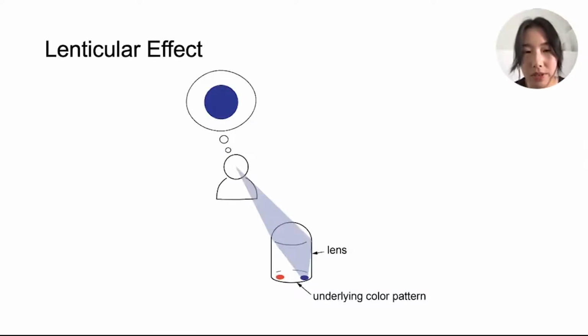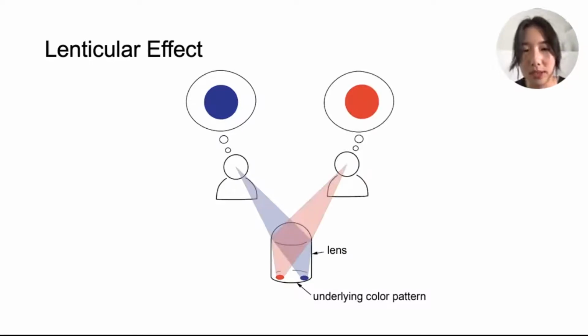If an observer looks at the lens from its left, the shooting rays out of his or her eyes will be refracted onto the blue dot, so that the entire lens will show up as blue. If this person moves to the other side, the rays will instead be directed to the red dot. In this case, the entire lens will show up as red. This is how one lens reveals two different colors under two viewpoints.